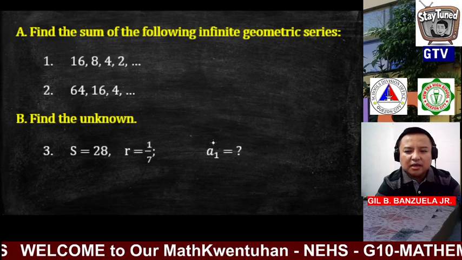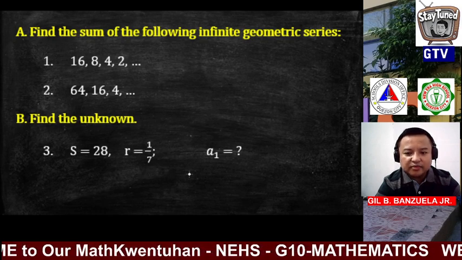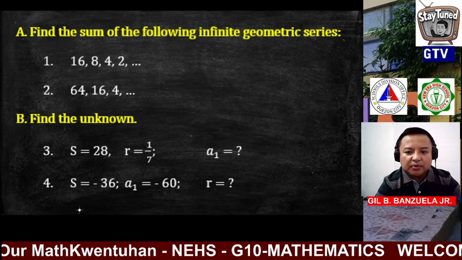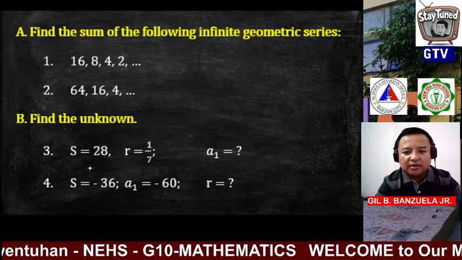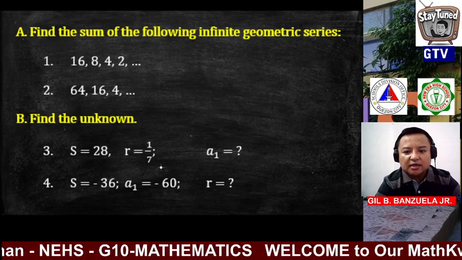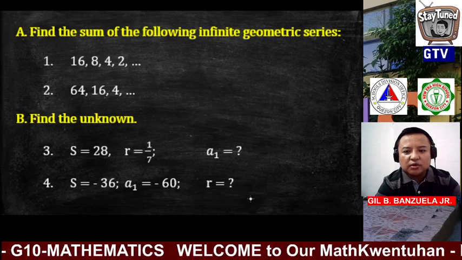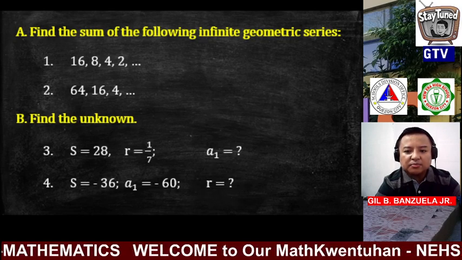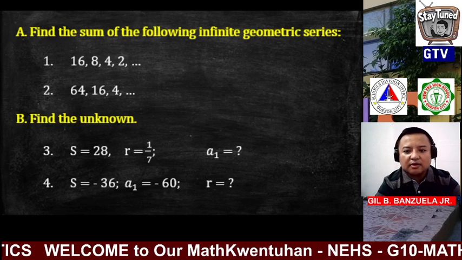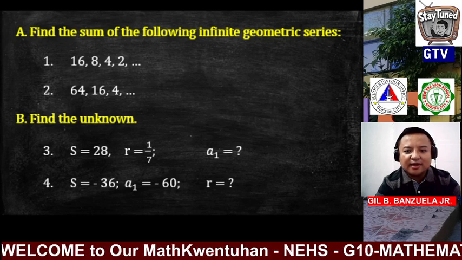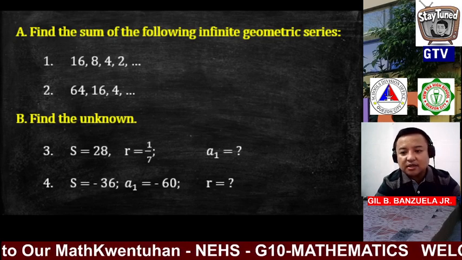So we simply plug in all these values using your formula, no? So simple lang yung letter B. And for number 4, our final question, if the sum of the infinite geometric series is negative 36 and the first term is negative 60, let's find the common ratio. So, again, please pause this video for 15 minutes before playing it again to check if your answer is correct. Alright, so your 15 minutes is up.